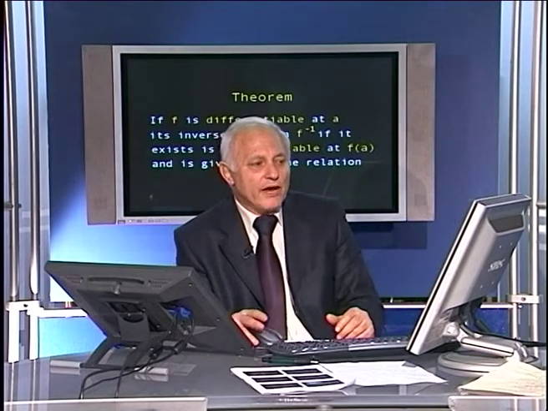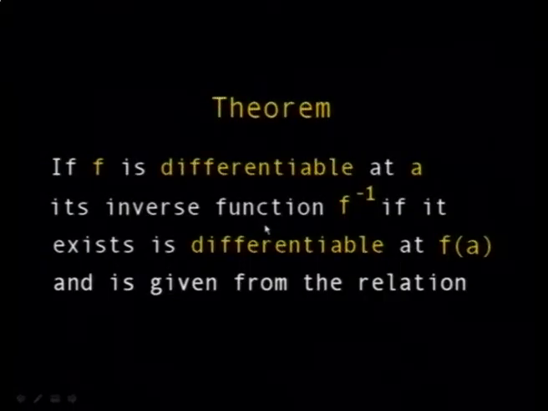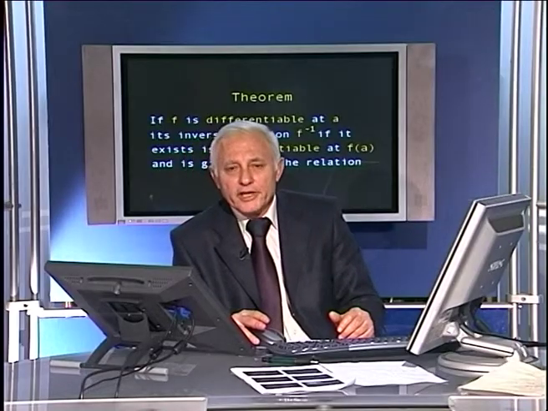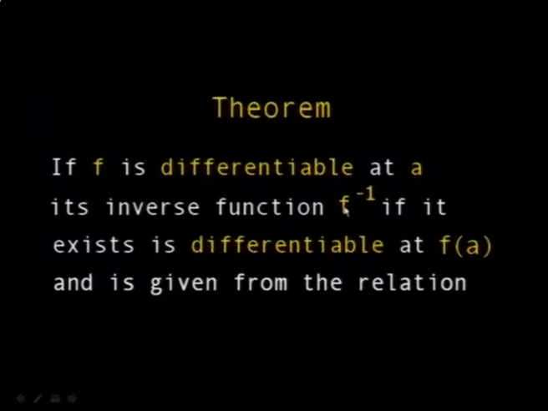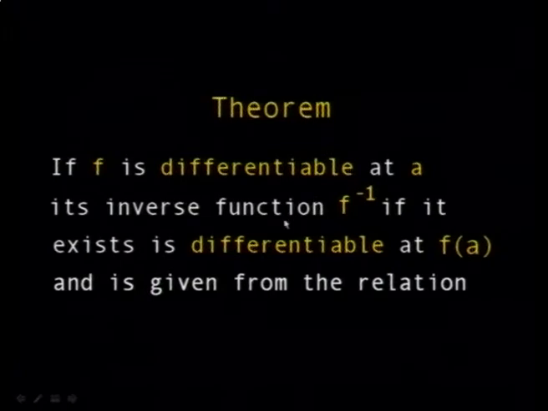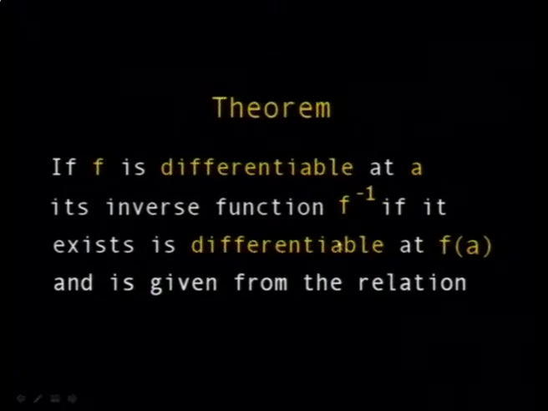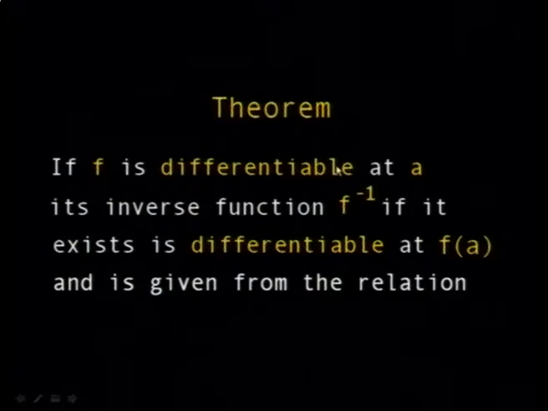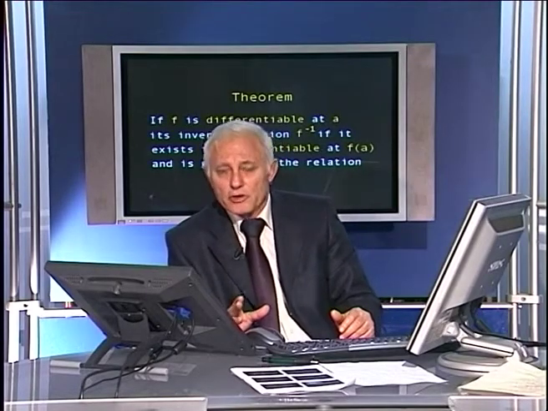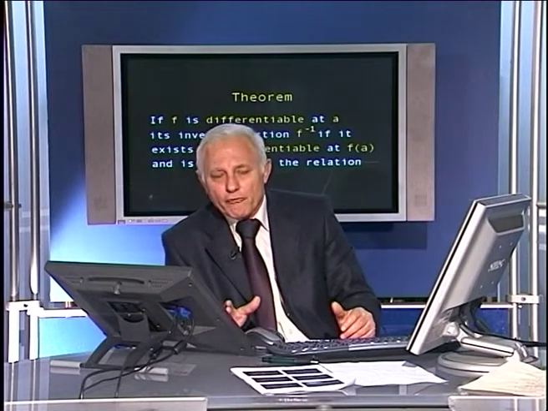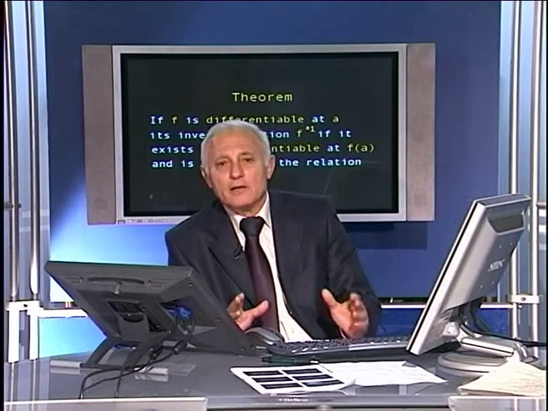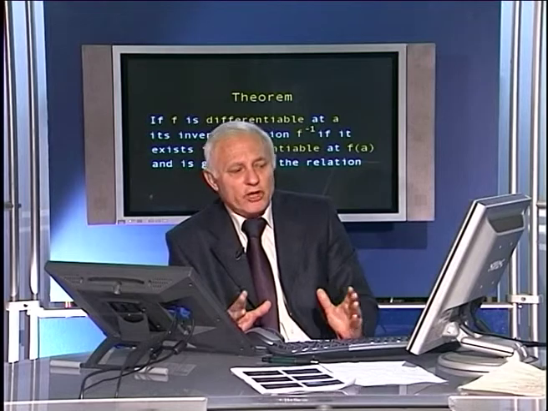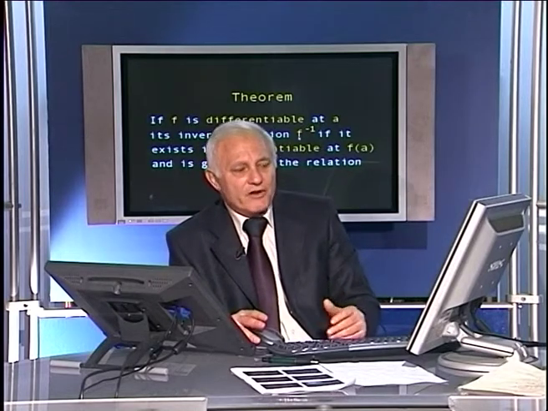But if you can't, then we have to rely on a theorem, and this theorem relates the derivative of the inverse function to the derivative of the original function. So here we can read it. If f is differentiable at a, its inverse function f minus 1, if it exists, is differentiable at f(a). And we said before, for a function to have an inverse, it has to be injective. That's the most important thing, together with being, of course, surjective, but this is not important. We can restrict the codomain to the range of the function, and we can deal mainly with injective functions. So if f is injective, then it has an inverse, and this inverse is f minus 1.